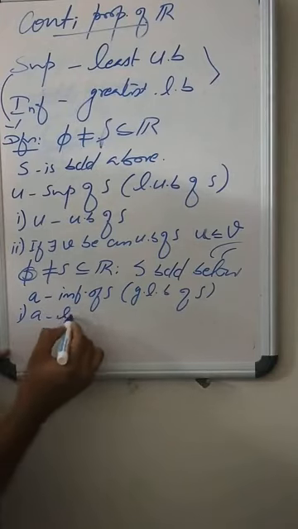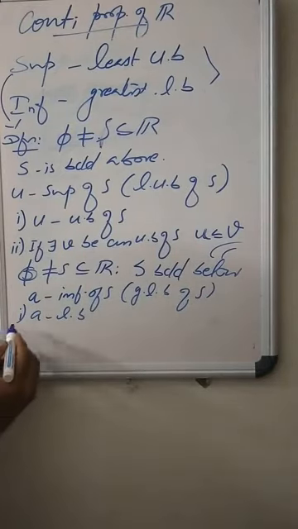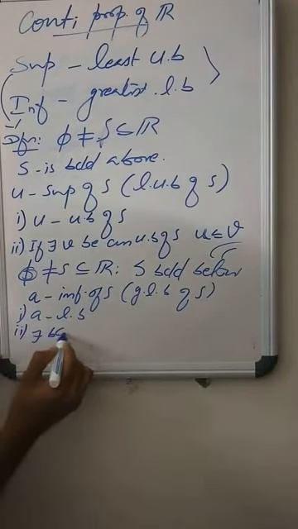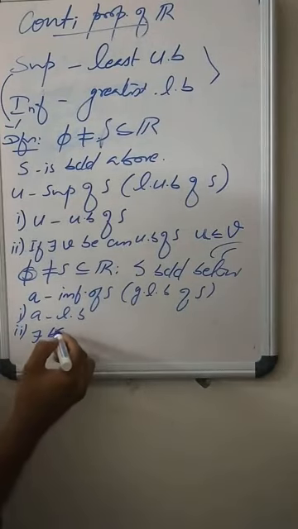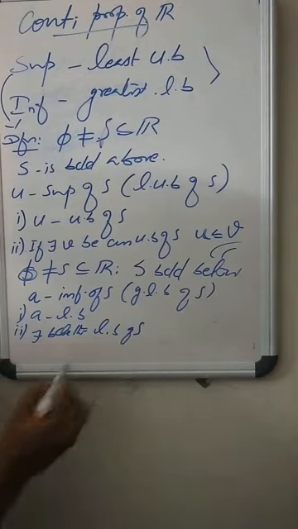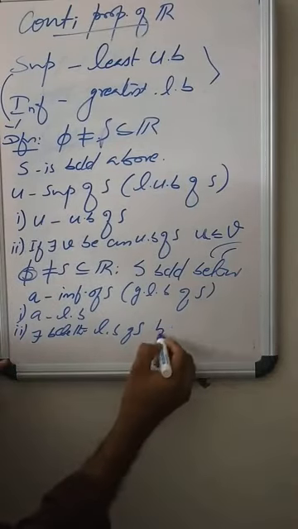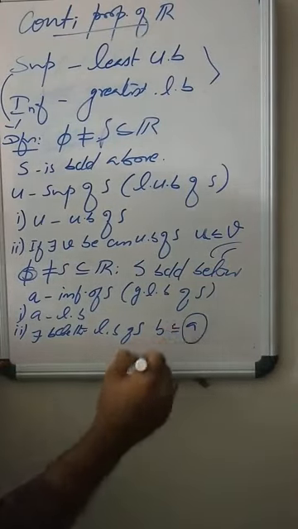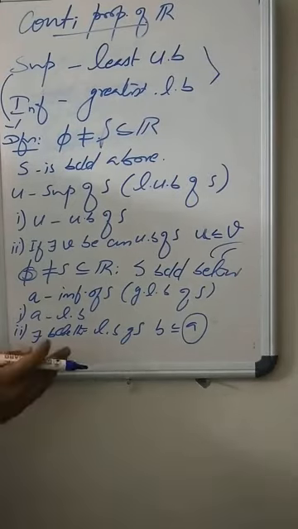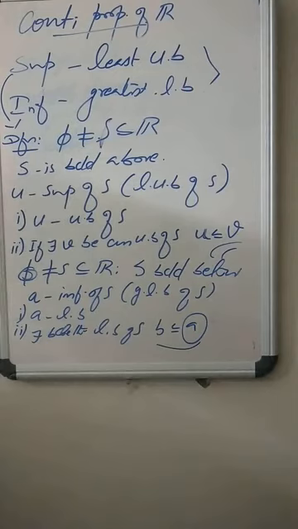First, a is a lower bound. Second, if there exists another lower bound b of S, then this b is always less than or equal to a. Why? Because a is the highest lower bound. If b is a lower bound, b is less than or equal to a. This is the definition of supremum and infimum.